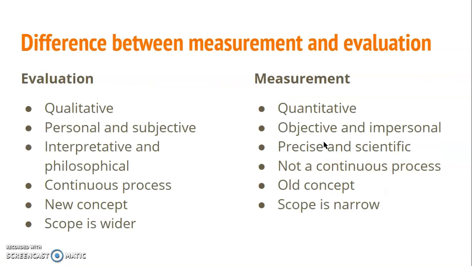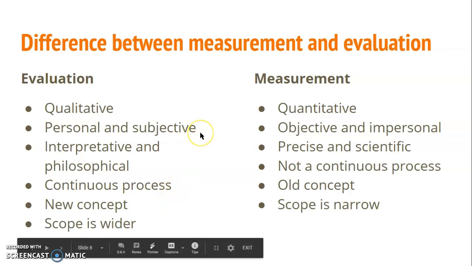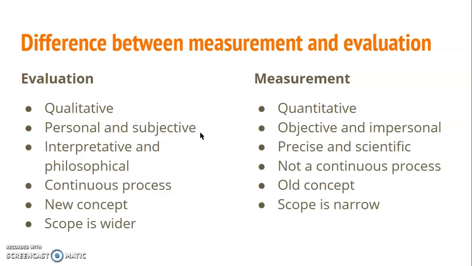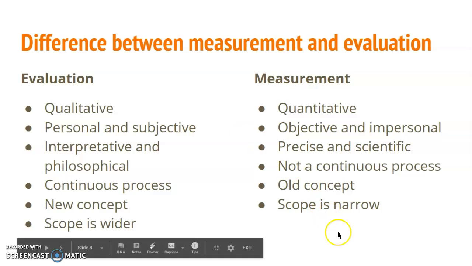What is the difference between measurement and evaluation, which is one of the important questions asked in the exams. So evaluation is qualitative, whereas measurement is quantitative. Evaluation is personal and subjective, and measurement is objective and impersonal. Evaluation is interpretative and philosophical, whereas measurement is precise and scientific. Evaluation is a continuous process. Measurement is not a continuous process. It usually happens at the end of the process. Evaluation is a new concept, whereas measurement is an old concept. And it has a wider scope, whereas measurement has a very narrow scope.